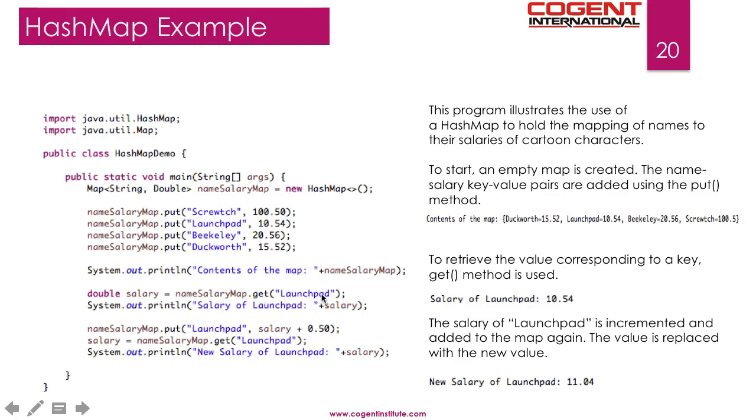So Launchpad is the name of the key. We use the get method by passing in the key to get the value corresponding to that key. In this case, 10.54 is mapped to the key Launchpad. The salary of Launchpad is incremented and added to the map again. The value is replaced with the new value. So now when we print the new salary of Launchpad, we see the updated value.